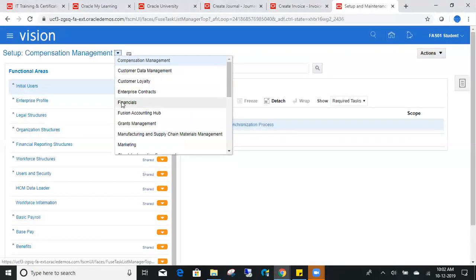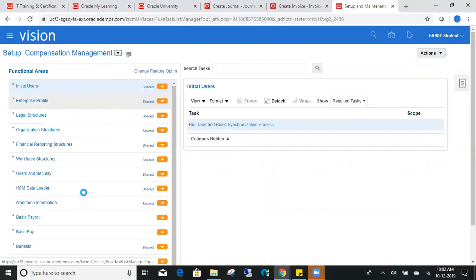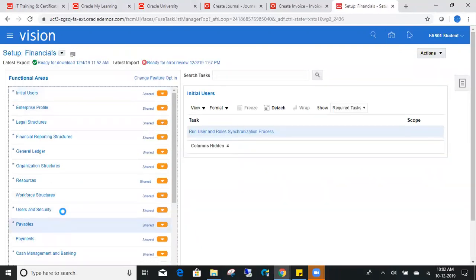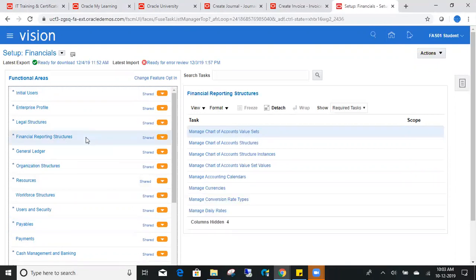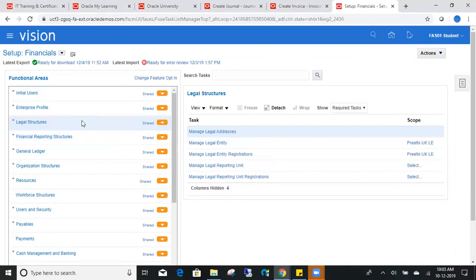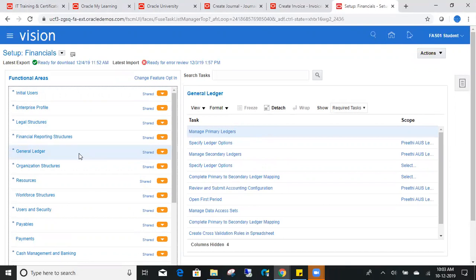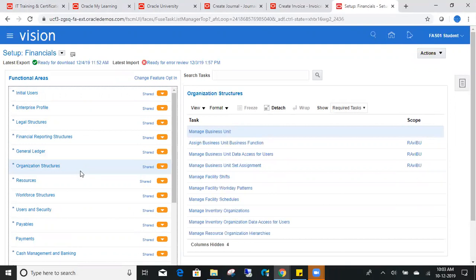Okay. So in that we have a finance offering. Under the finance, we have payables. So already we have done with your financial reporting center, what we have did: chart of accounts we have created, legal structure, legal entity address we have created, the general ledger, then we have created a ledger and we have linked the general ledger to the legal entity, right? So here we have one more setup which is called an organization structure, which is for creating your business unit.